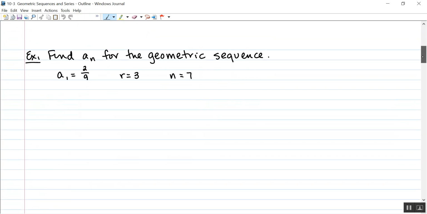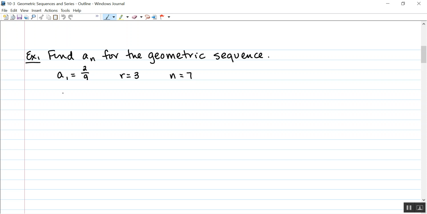Let's take a look at some examples here. So this first one says find a sub n for the geometric sequence. And we're given some information here. We know that the first term, a sub 1, is 2/9. We know that r, our common ratio, is 3. And we know that there are 7 terms in this sequence.